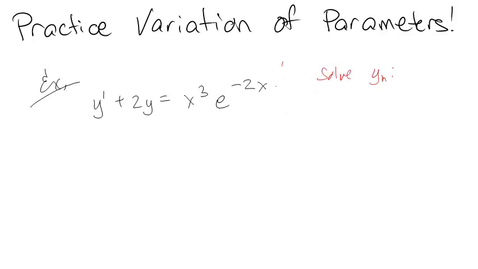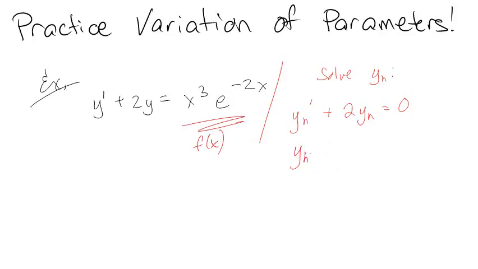To do that, let's pretend this is equal to 0. So y homogeneous prime plus 2y homogeneous is equal to 0. Note that there are no y's on this side, so I can get away with it. If there had been y's on this side, I'd have all kinds of problems. The only way this works is if the stuff on the right is a function of x.